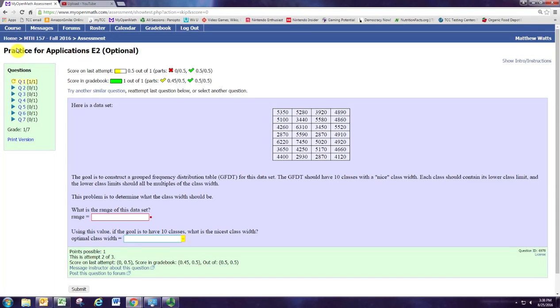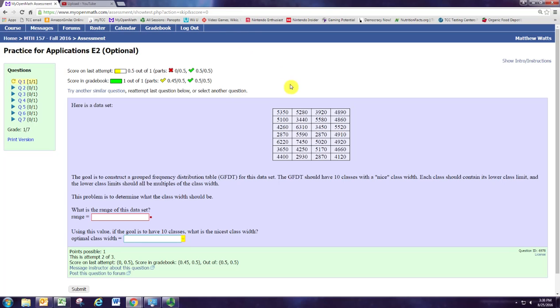In this video, we'll see how to take a data set and determine the range, and then given the number of classes, determine the optimal class width for a grouped frequency distribution. To determine the range, we'll take the maximum and subtract the minimum.